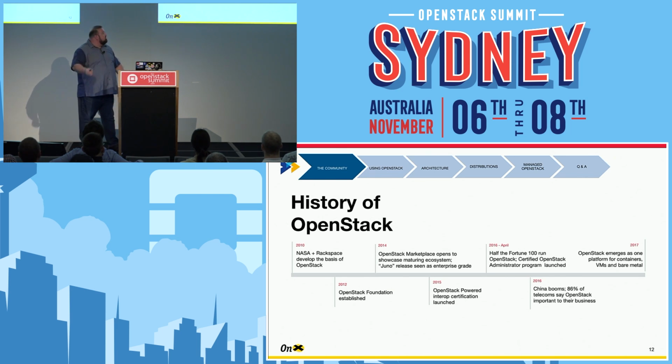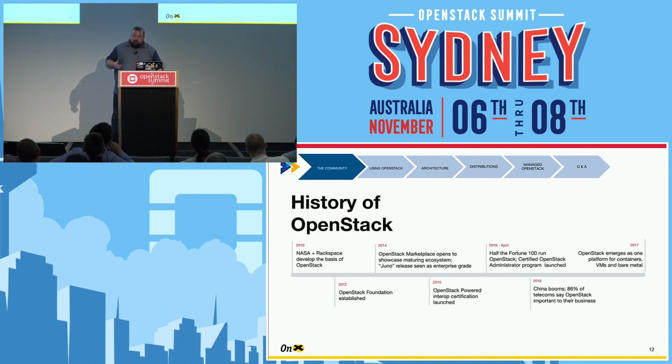2014, Juno was the first enterprise-grade OpenStack that was released, which people who had Kilo running enterprise would probably argue with, but that's the first one that was seen as enterprise. But even today, half of the Fortune 100 runs some sort of OpenStack, is involved with OpenStack, has it running in production, or has it in dev QA. And today, it's one of the premier platforms for private cloud, for containers, VMs, and bare metal.